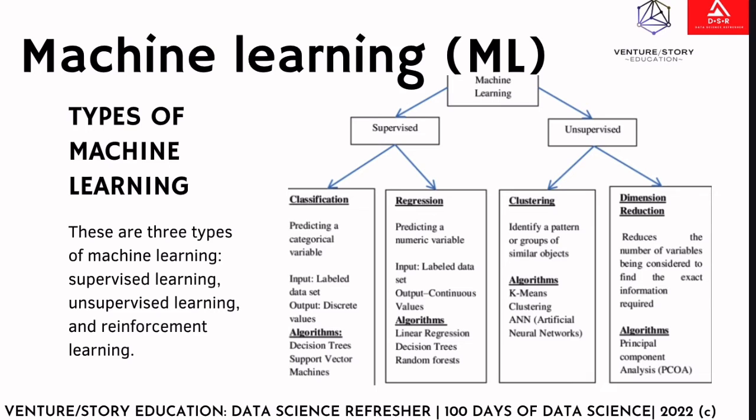When we come to regression, it is also a type of supervised machine learning wherein we are predicting a numeric variable. The input is the labeled dataset and the output is continuous values. The major algorithms that we will study in regression are linear regression, decision trees, and random forests. So this was the supervised machine learning.